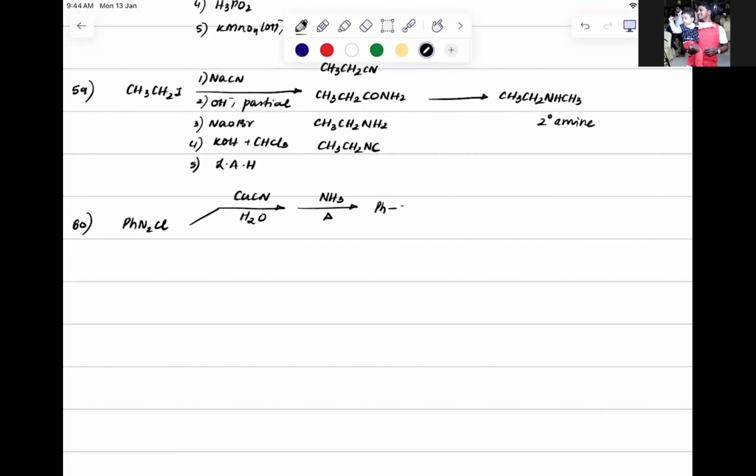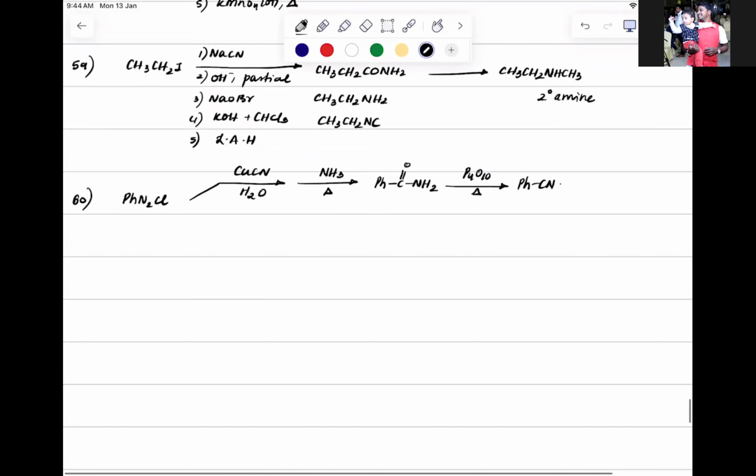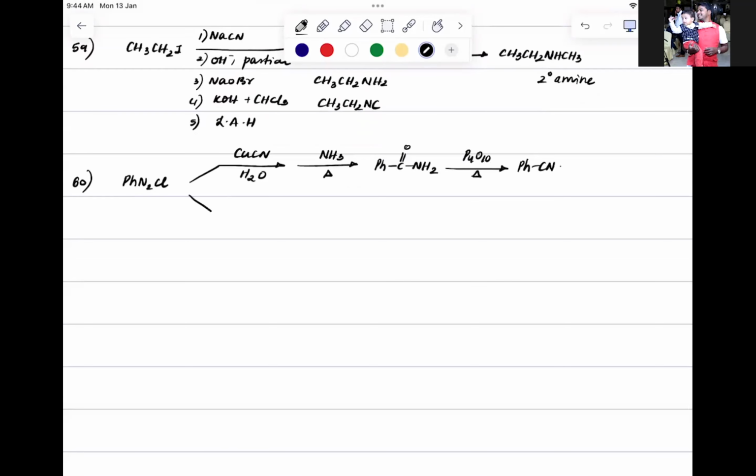From benzoic acid, if you make ammonia react, you'll convert that into amide like this. Now this amide, if it is given P4O10 and heat, you need to dehydrate this, again converting into cyanide. So remember this group form. Next, if you treat with warm H2O, it will convert into phenol. Phenol, when you treat with zinc dust, converts into benzene.